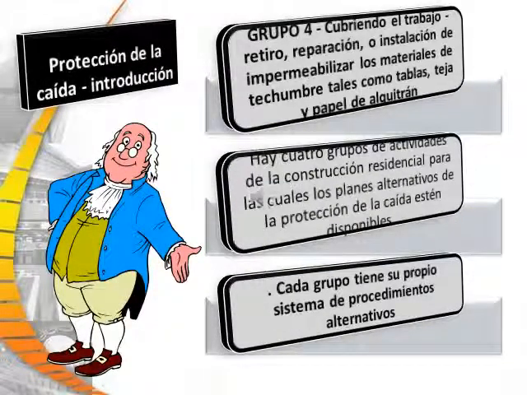Group 4 is roofing work, when you do removal, repair, or installation of weatherproofing materials such as shingles, tile, and tar paper. There are four groups of residential construction activities for which alternative fall protection plans are available. Each group has its own set of alternative procedures.